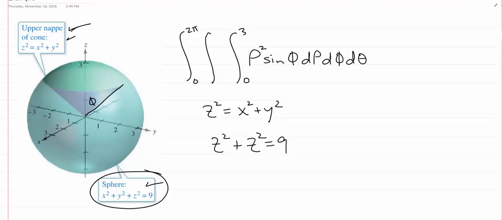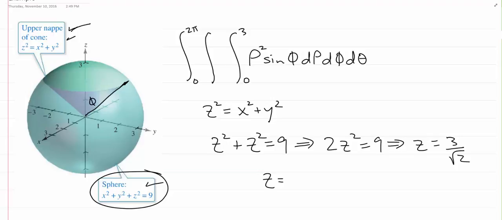What I'm doing is finding where these two curves intersect. I'm finding the z value where the surface of the cone intersects the surface of the sphere. So what I get then is 2z squared equals 9, or z is equal to 3 over the square root of 2. Okay, now you might be wondering, how does this help us? Because we need an angle. Well, now remember this. z is equal to rho times cosine of phi.